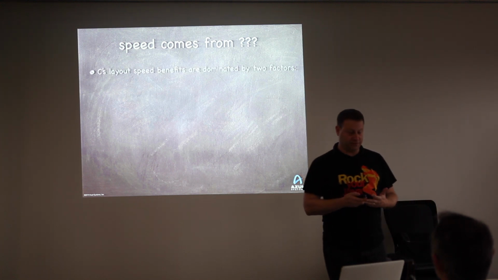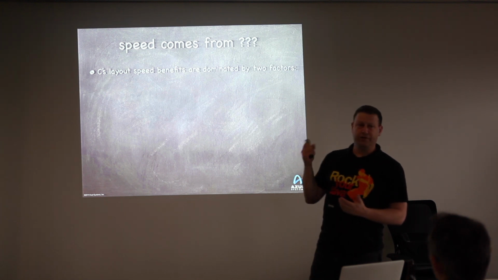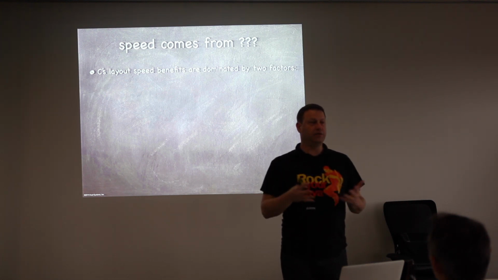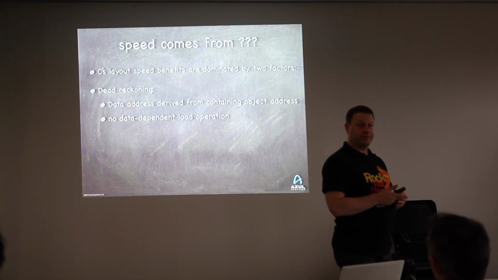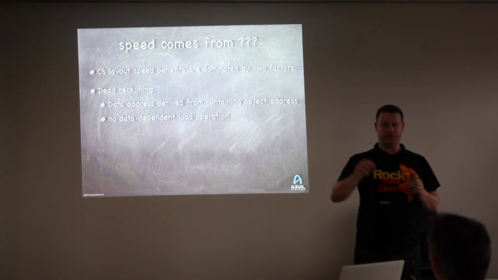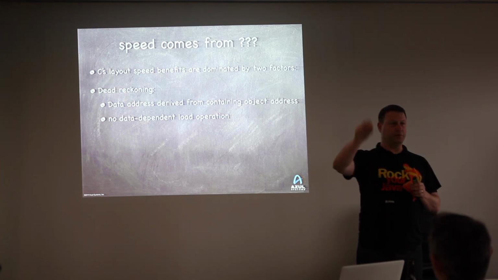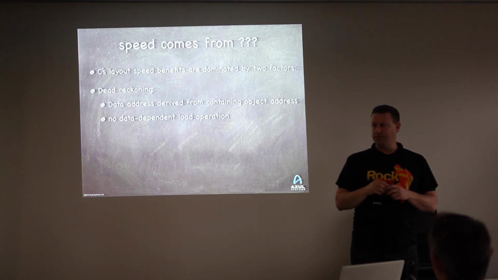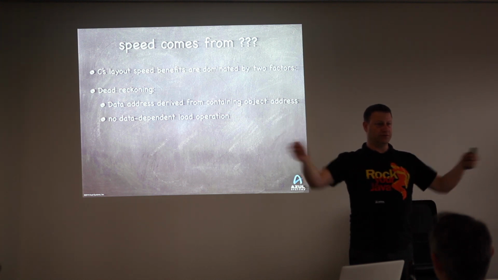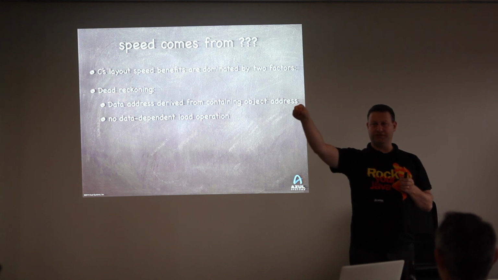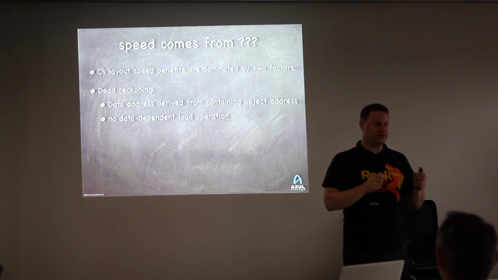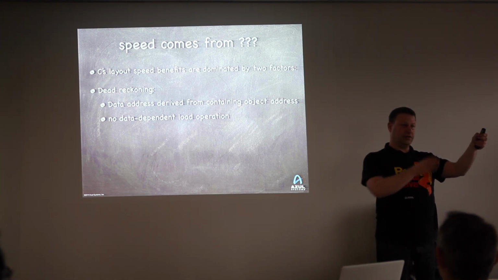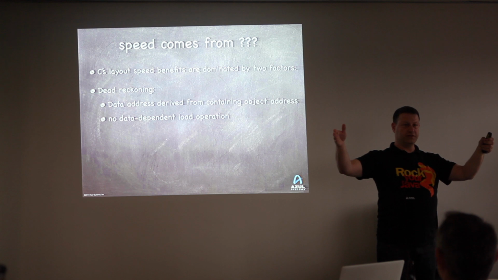Where does C get its speed with memory layout? There are two primary things that happen in common C layout structures. One of them is what we call dead reckoning. Dead reckoning is the ability to get to a field of data without following pointers to get there. For example, if I have an array of 100 structs, and I want to get to struct number 17, field 3, from an array. In C, I'll take the pointer to the array, I'll add 17 times struct size, add the offset to field 3, and I have an address.